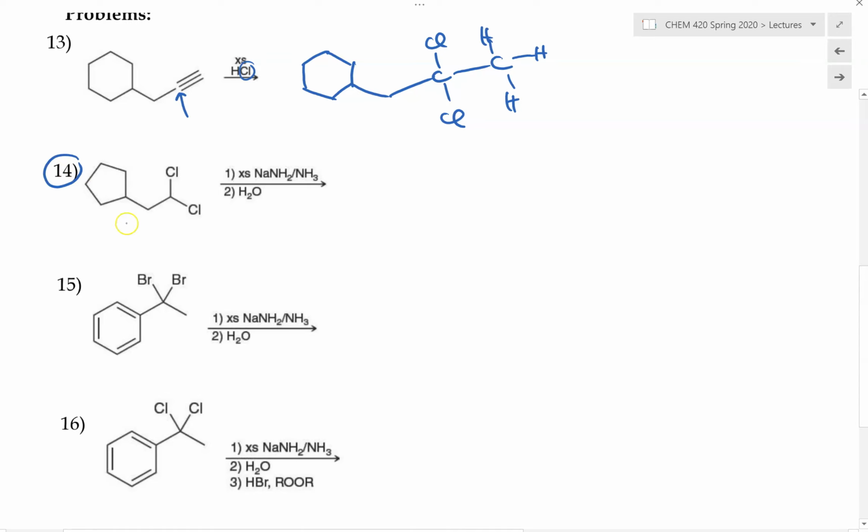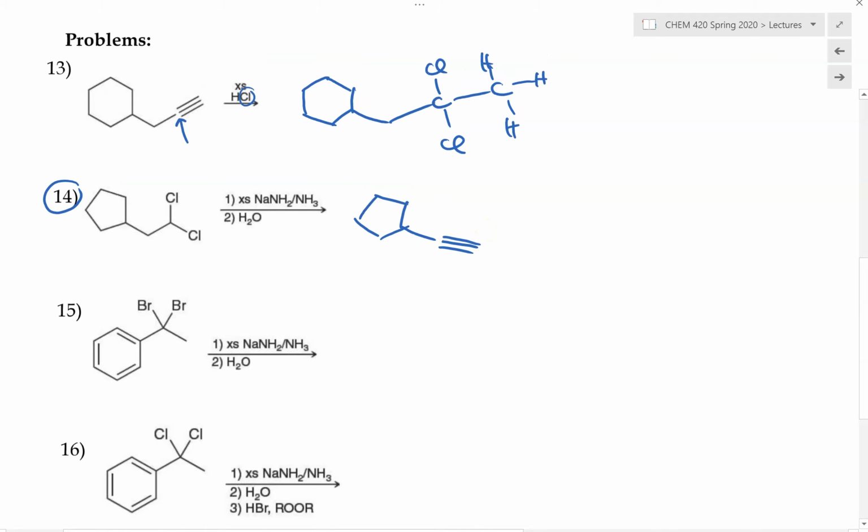And now number 14: if we were to have this geminal dihalide right here and treat it with an excess amount of sodium amide in the presence of ammonia, followed by water, what would happen? This is a reaction we have covered in the previous lecture already. If we have a dihalide and we treat it with a strong base, we will be doing an elimination reaction, or E2 reaction to be clear, to convert the dihalide into the alkyne. So the product that we would be making would be the alkyne.